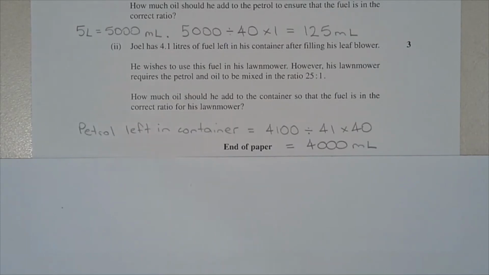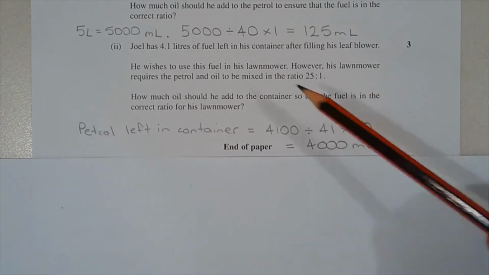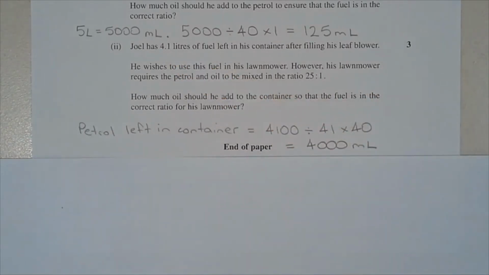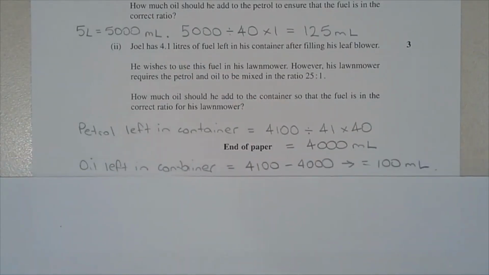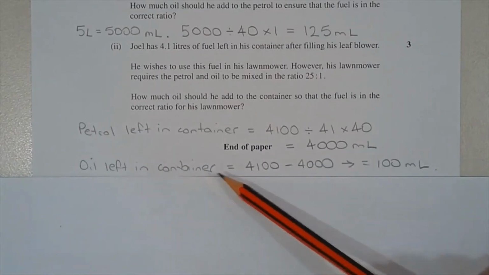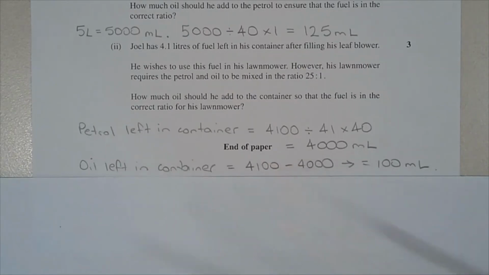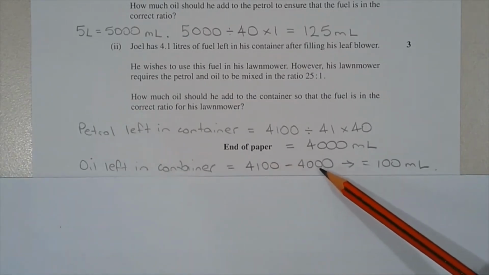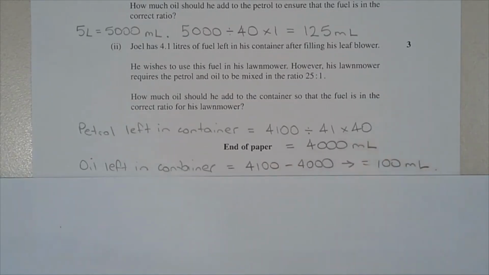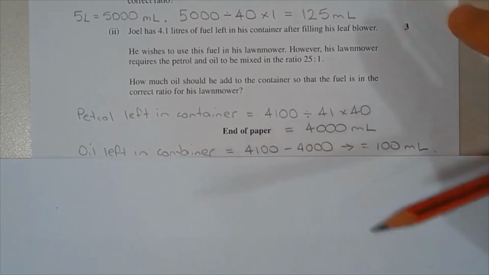Now remember that there's oil in the container as well, so if there's 4.1 litres of fuel, 4 litres or 4,000 millilitres is petrol, there must be 100 millilitres of oil in the container, which gives rise to this calculation. So oil left in the container is 4,100 millilitres, so that's the total amount of fuel, minus the amount of petrol that we just determined, and that gives us 100 millilitres of oil left. So now to determine how much extra oil to add.